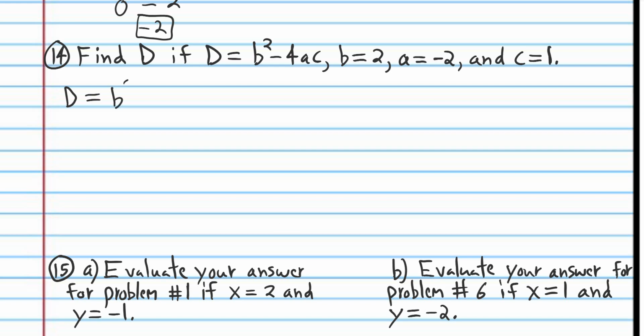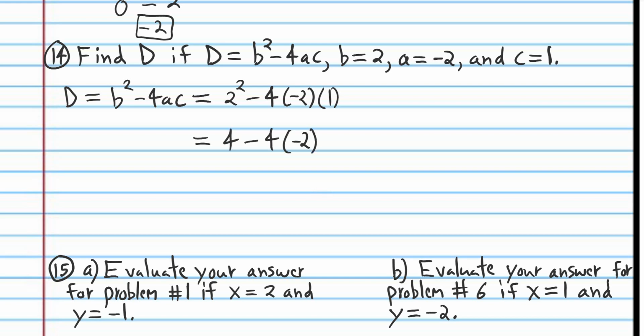So d equals b squared minus 4ac. Now we're just going to plug in the numbers. We're told that b is equal to 2, a is equal to negative 2, and when letters are right next to each other, next to numbers, that means multiplication. So when I actually do plug in the number, I have to write parentheses for multiplication. And c is equal to 1. So now we just have to simplify that expression. So let's double check to make sure we plugged in everything correctly. Everything looks right. 2 to the second power is 4.